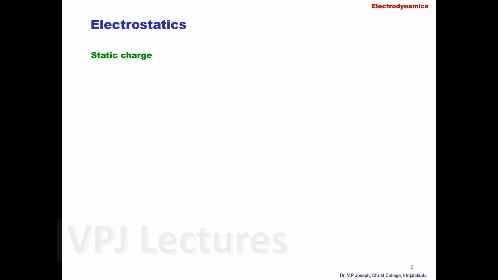We know that electrostatics is related to static charges and the associated static electric field. The static charge, we know, may be of different types. The most common type is a point charge. Usually we represent a point charge with the letter small q.